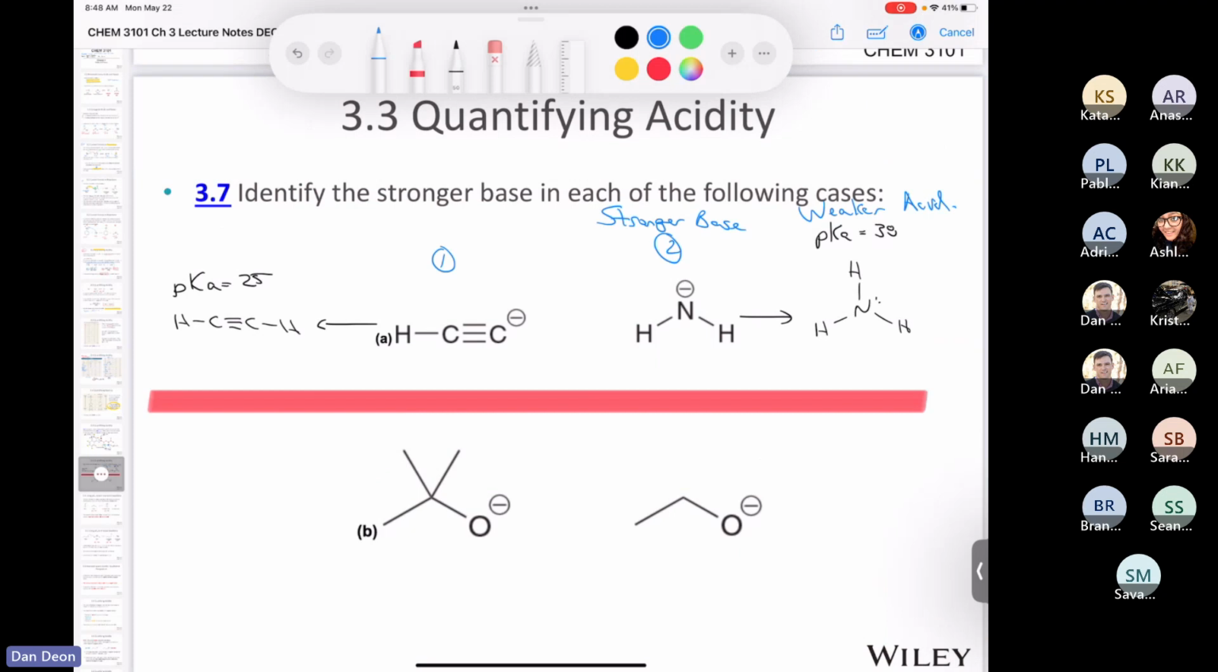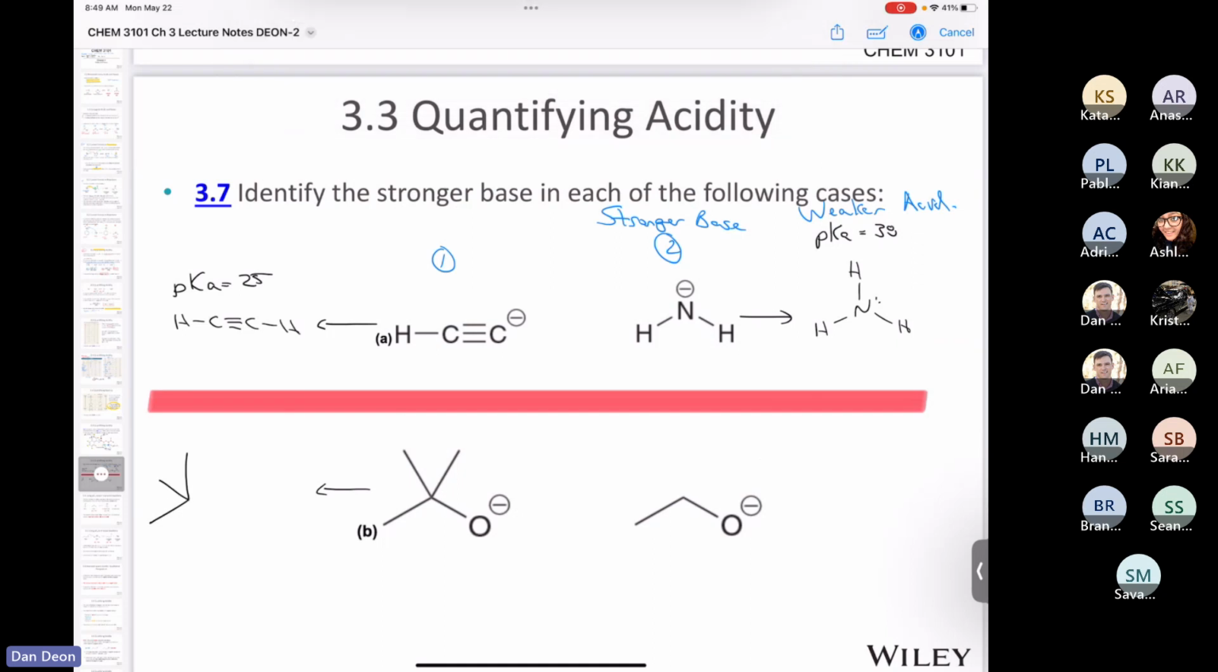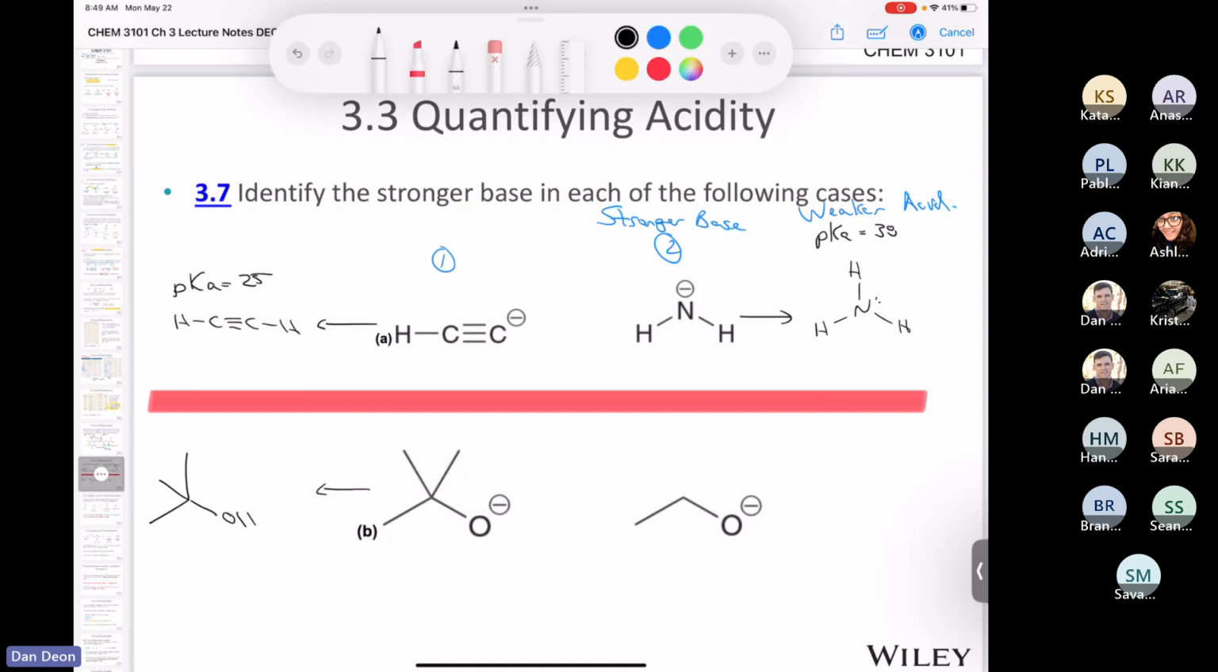Okay, so based off of that, no pun intended, I'm going to give you a second to look at the one on the bottom. See if you can, that's not a very pretty bond. See if you can identify which one is going to be the stronger base.